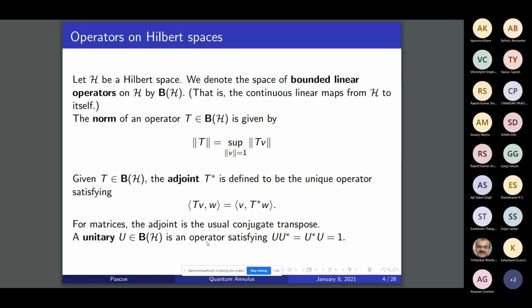And then the final thing that we're going to need in terms of reviewing operators is that a unitary is an operator which satisfies U star U equals U U star equals the identity. Note that if H is an infinite dimensional Hilbert space, you need both of these relations. In finite dimensions, this is a little bit redundant, but again, that's not so important.